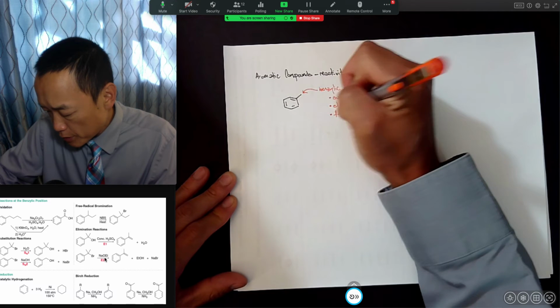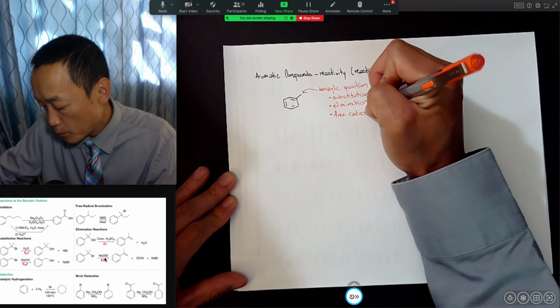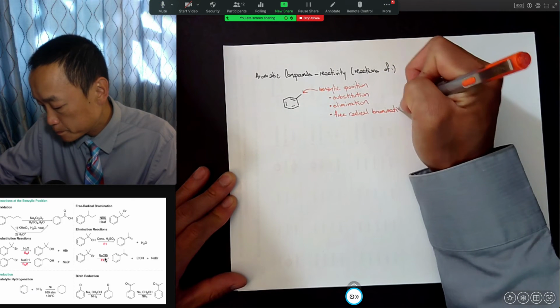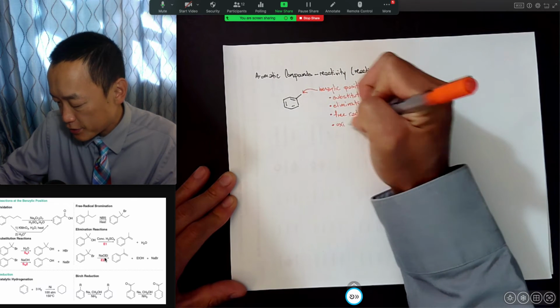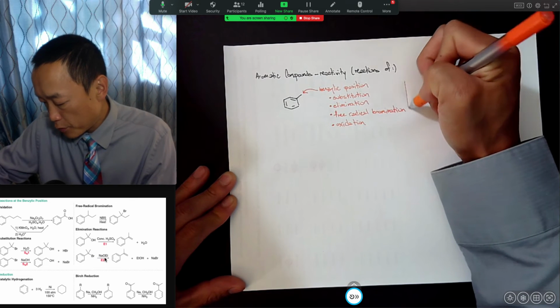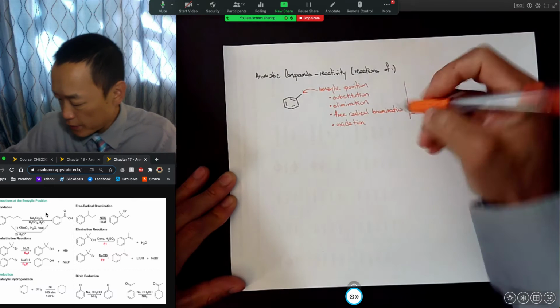There's also something called free radical bromination. And there's also this really awesome reaction called oxidation. And these reactions are covered primarily in, what chapter was that? Chapter 17.